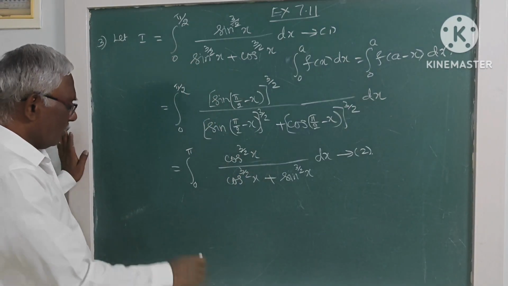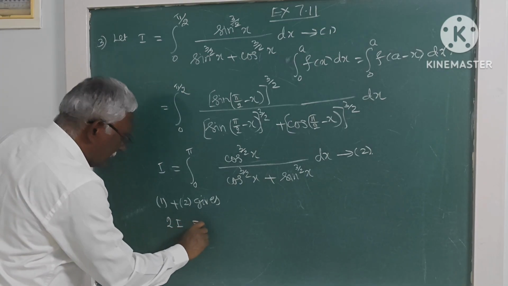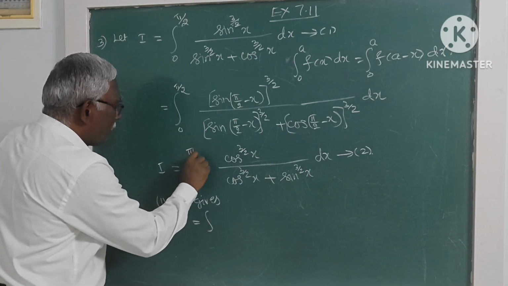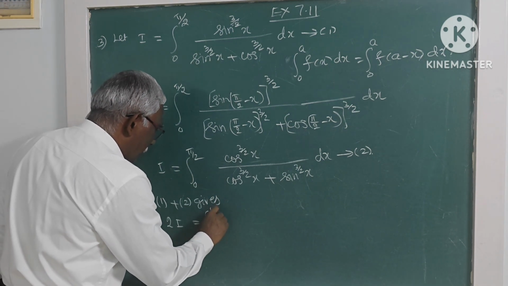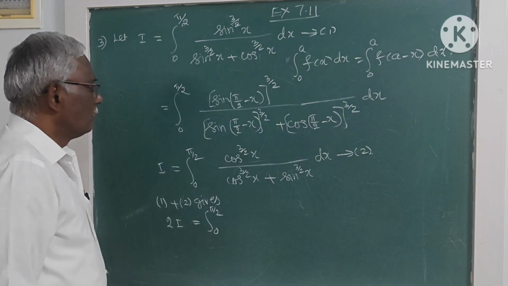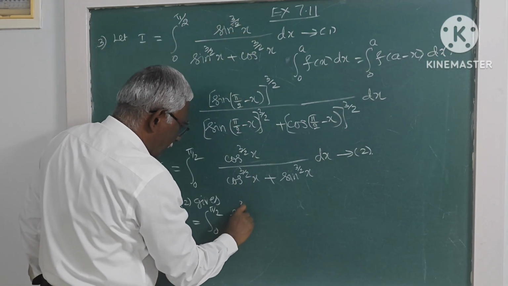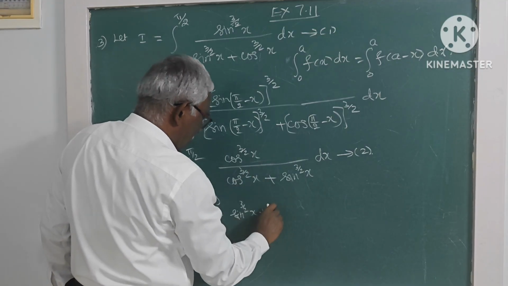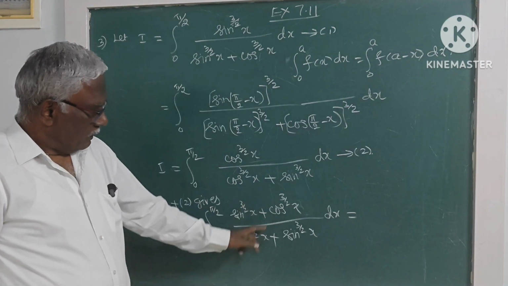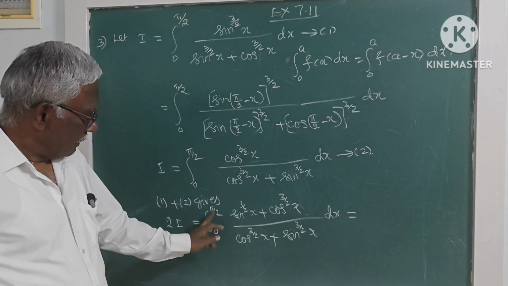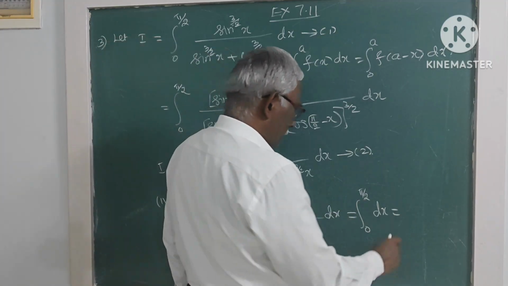Now we will add 1 and 2. So 2I is equal to integral 0 to pi by 2 of sin x power 3 by 2 plus cos x power 3 by 2. Now this gets cancelled. Again we'll get integral 0 to pi by 2 dx. On integrating we'll get x.